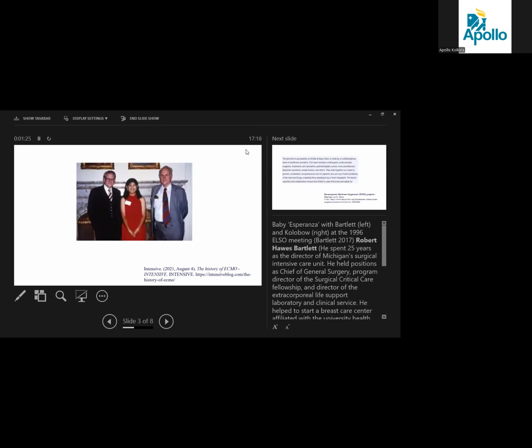This is a picture of the infant who survived, the first neonate put on ECMO who survived. She was named Baby Esperanza. The person standing on the right is Dr. Bartlett. Dr. Bartlett was again a renowned cardiovascular and thoracic surgeon, and he was also the Chief of General Surgery Program, the Director of Surgical Critical Care Fellowship, and the Director of Extracorporeal Life Support. And he had brought about all these ELSO guidelines.